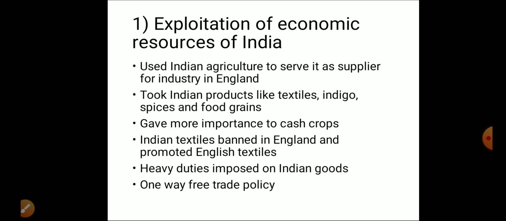Second is that after that they introduced a one-way free trade policy. One-way free trade policy means what? If Britishers are taking anything from India or bringing anything to India from England, then they don't have to pay any tax. But if the same thing is done by Indians, then they have to pay tax.